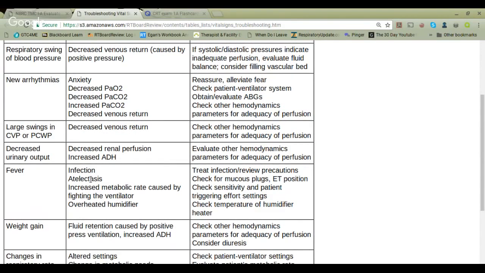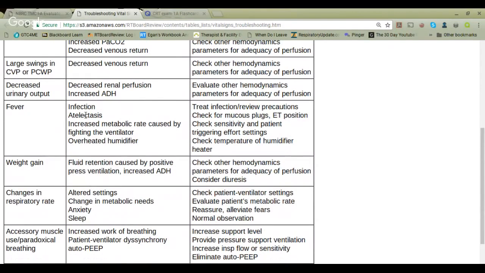Okay. Possible causes infection, atelectasis, increased metabolic rate caused by fighting the ventilator, overheated humidifier. Treat infection, review precautions, plugs. Check the placement of the ET tube or the ET tube position. You check sensitivity and patient triggering efforts, settings. Check temperature of humidifier heater. You can make one for that. Good flashcard.